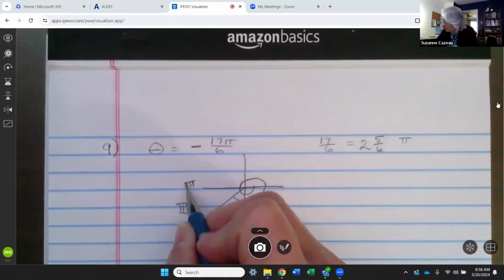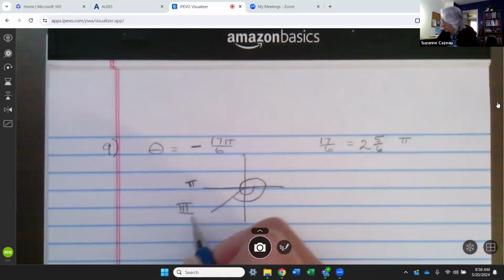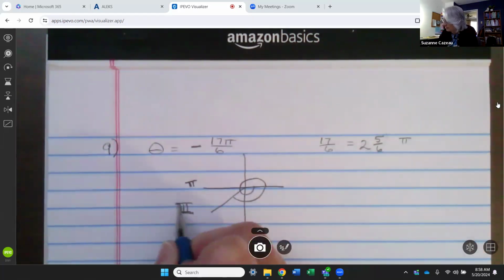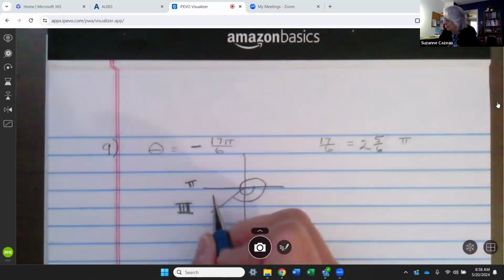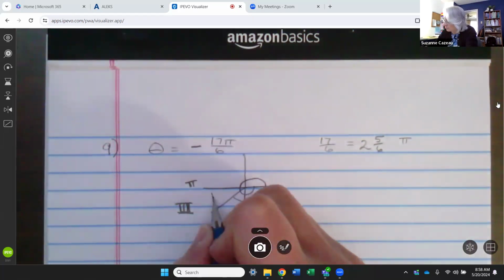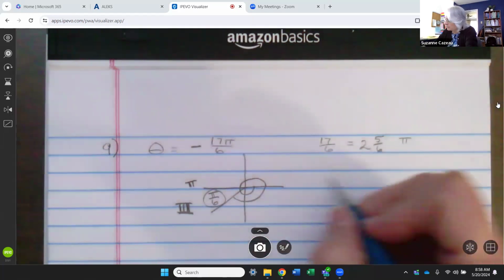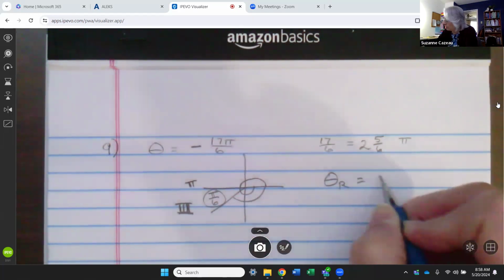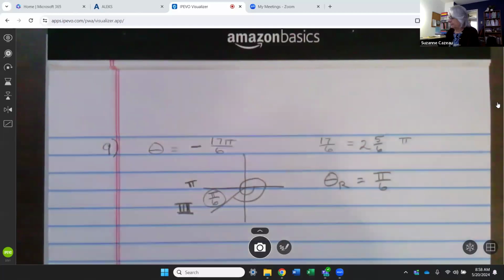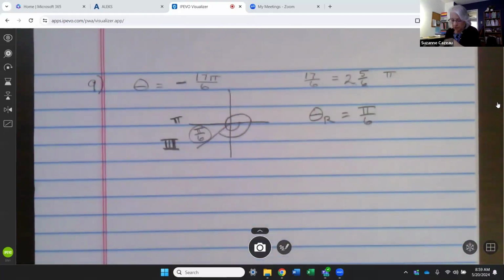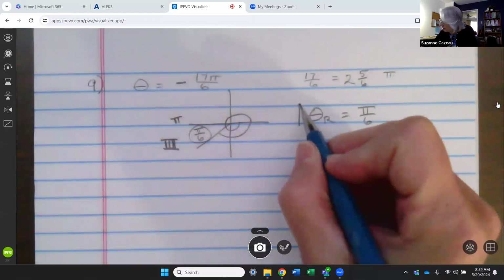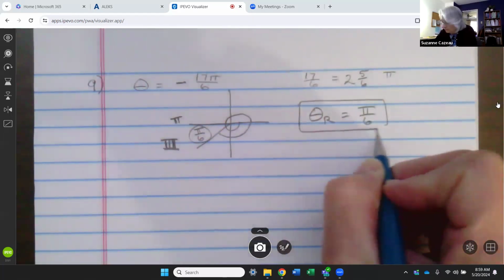Boy, that looks a lot like pi with an extra deal, huh? All right, so quadrant 3. And if I'm going 5/6 of the way, then that means this is 1/6 in here. So this is pi over 6 in here, right? So that's my reference angle, pi over 6. Well, what was the question? Oh, determine the reference angle. Well, that is the reference angle. It's pi over 6.